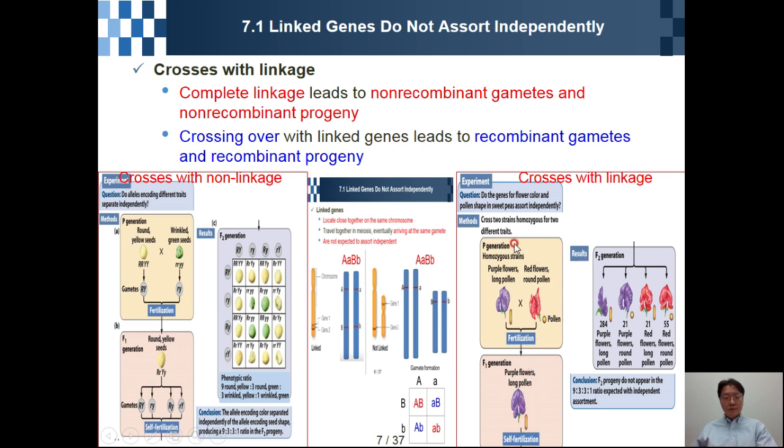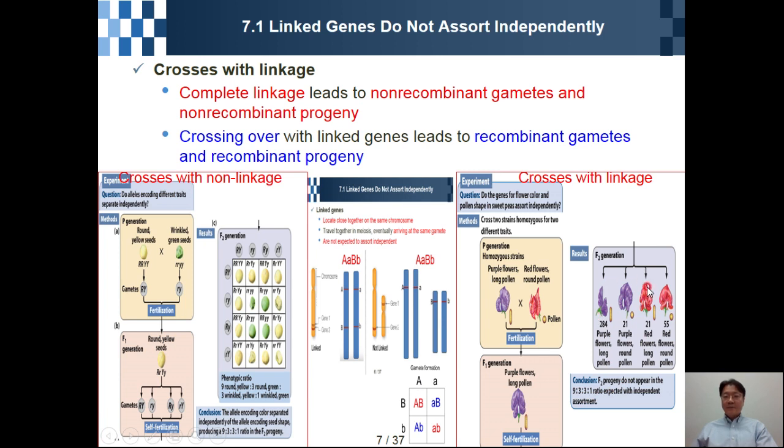The phenotype is nearly similar to the crosses with non-linkage. But when we do self-fertilization, this is the F2 generation. In the F2 generation, this is the progeny number: 284, 21, and 55. In the F2 generation, the ratio is not 9:3:3:1.